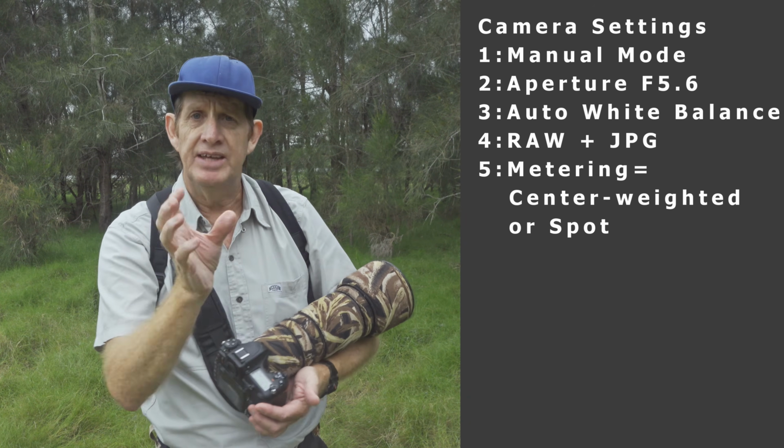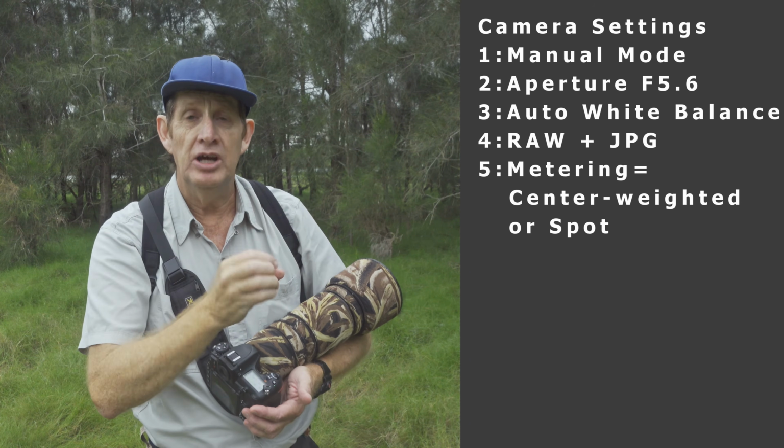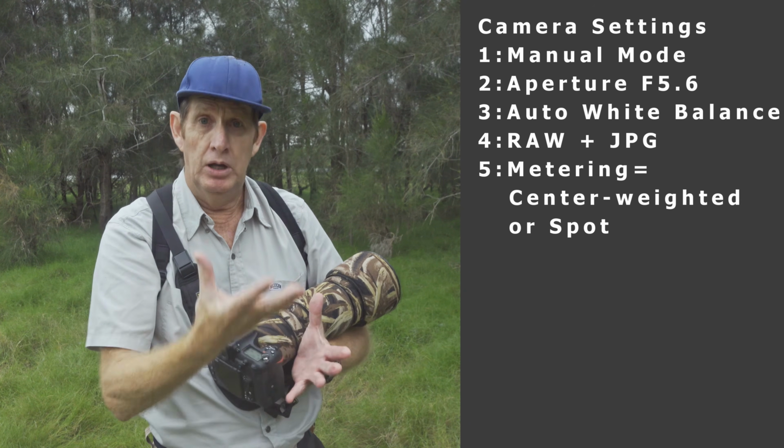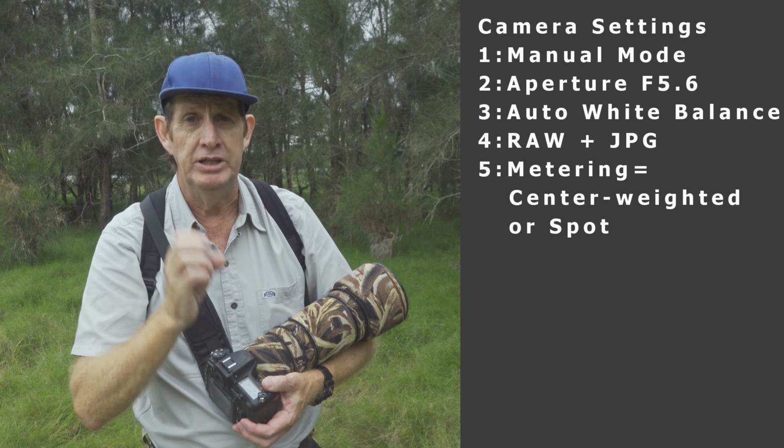If the bird, let's say it's a crow in a tree and it's backlit, I will shoot at spot just so that I can get that bird highlighted. Doesn't matter about the background, I'll blow the background out, but at least I'll get some definition on the bird.